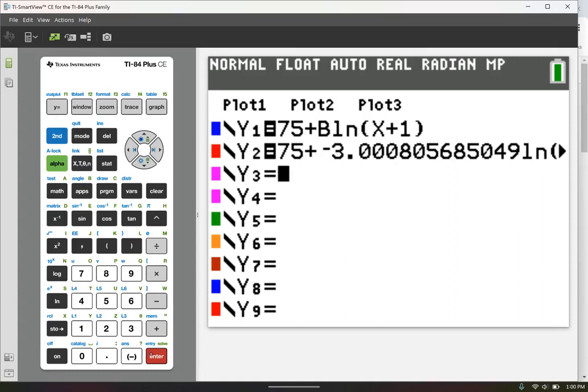But again, hopefully we just have this one y1 there, the 75 plus b natural log of x plus 1. But if you do run into one later on in the two practice problems that I have after this one, and you want to try regression, regression will work without having to adjust anything. Okay.